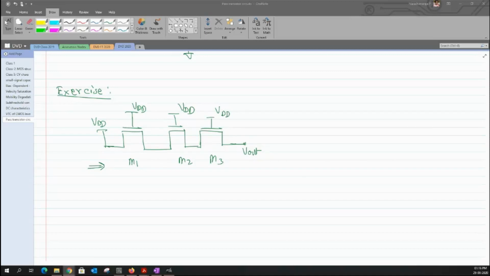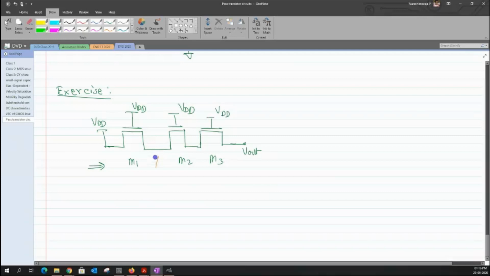Okay, so let me ask the questions because you're not speaking out for a long time. So I'll just help you out in calculating this. What is the output voltage that I can expect at this node? VDD minus VT. Yeah, it will be VDD minus VT of the NMOS device threshold. So I would write it like this. Now the point is, what happens to this node? VDD minus 2 VT.